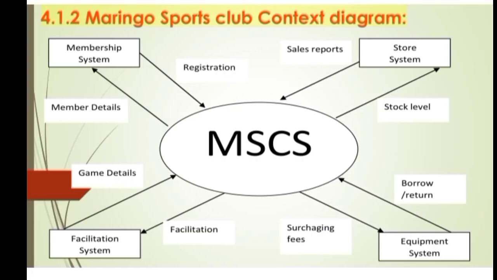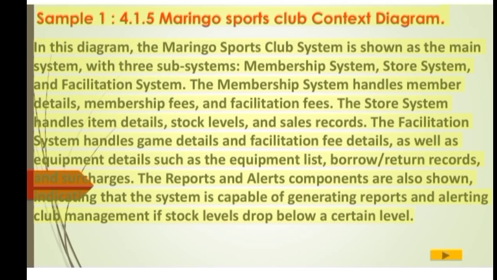4.1.2 Maringo Sports Club Context Diagram. MSCS. Membership system. Store system. Facilitation system. Equipment system. Registration. Member details. Sales reports. Stock level. Borrow return. Gain details. Facilitation. Surcharging fees.